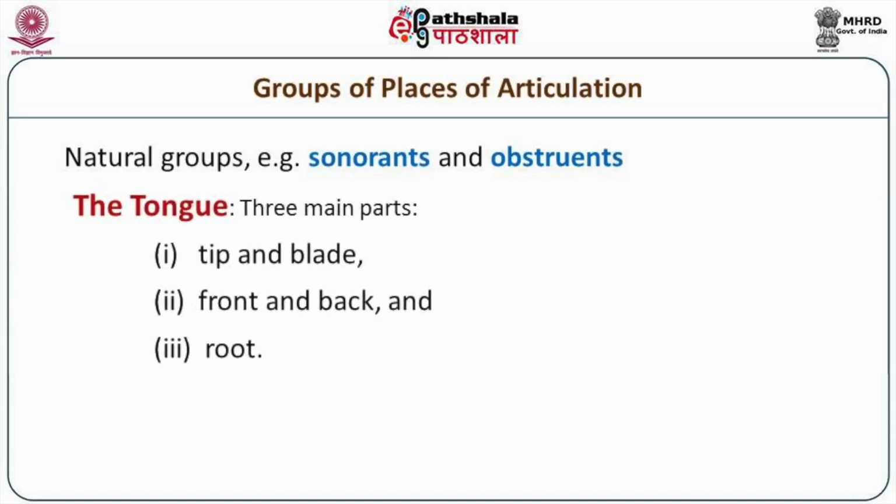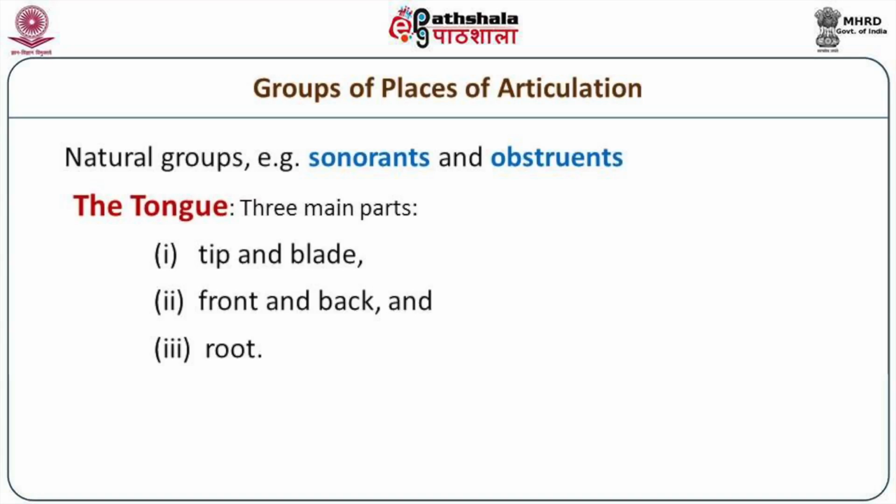There are three main parts of the tongue involved in producing the consonant sounds. One, the tip and the blade of the tongue. Two, the front and the back of the tongue. And three, the root of the tongue. The diagram for the various parts of the tongue was already introduced in the earlier modules. Please go back to them in case of doubt and clarify yourself as to what the terms mean. For example, the term front means actually around the center of the tongue. The root is quite at the basis of the tongue.